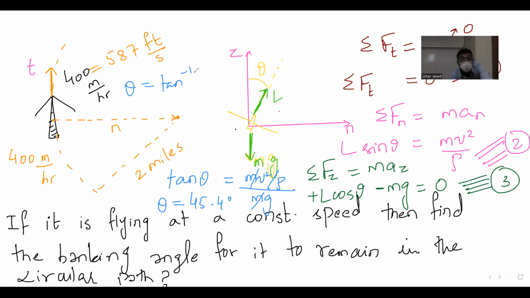Students who look at their notes, 587 square divided by 10,560 multiplied by 32.2. What is 10,560? The radius of curvature. Radius of curvature is 2 miles, right? So I converted that into feet. That's why I'm writing 587 square over 10,560 multiplied by 32.2 feet per second square.